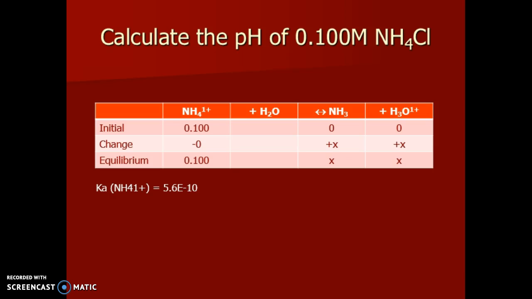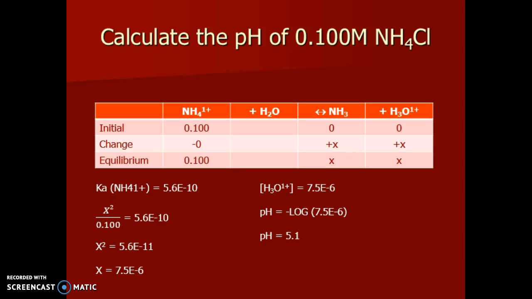Now we set up our equilibrium problem. x squared divided by 0.10, products divided by reactants equals Ka. Plug and chug, and we find that our x value is 7.5 times 10 to the negative 6th. Now that's our concentration of hydronium. So we're a hop and a skip away from calculating the pH. Since pH is the negative log of that hydronium ion concentration, all you have to do is plug and chug it into the calculator, and you find that the final pH is 5.1.